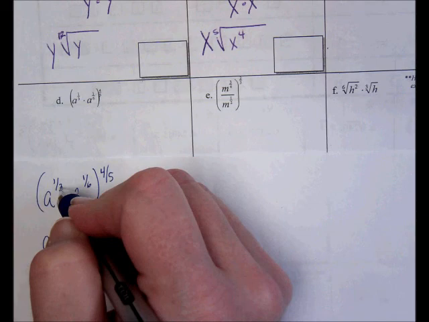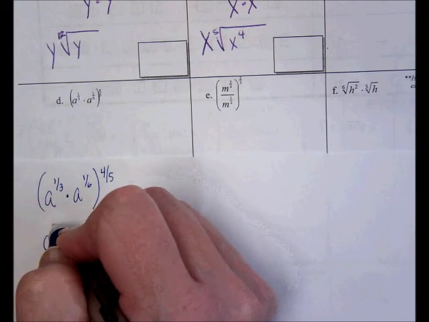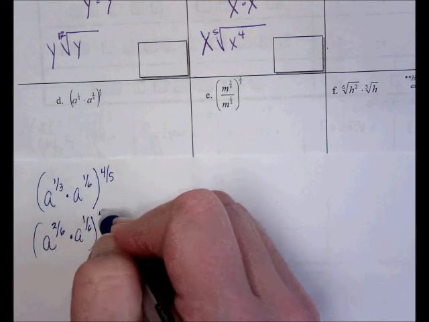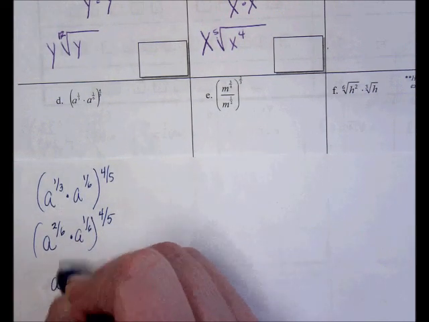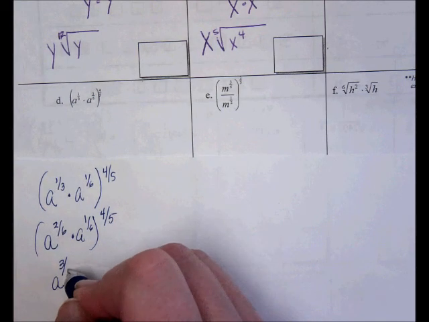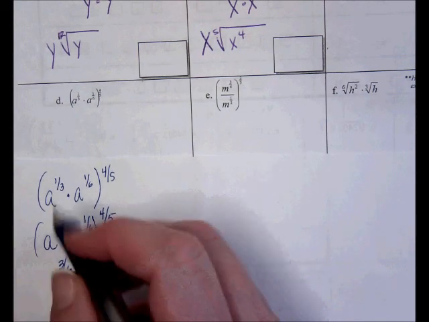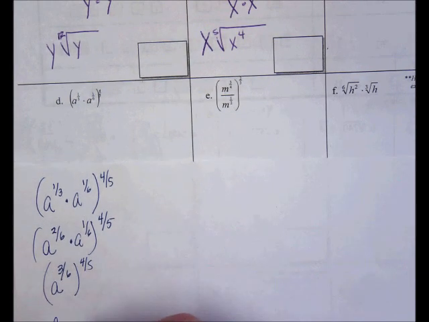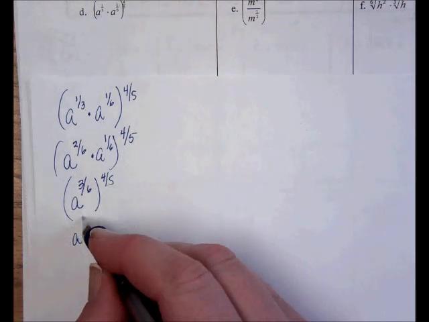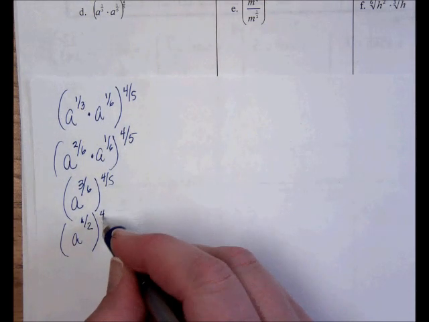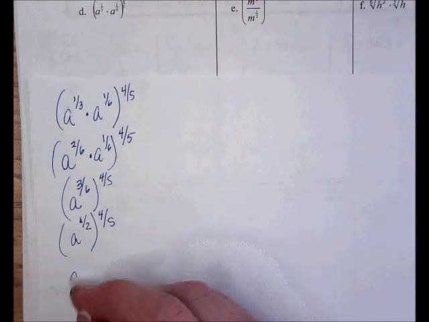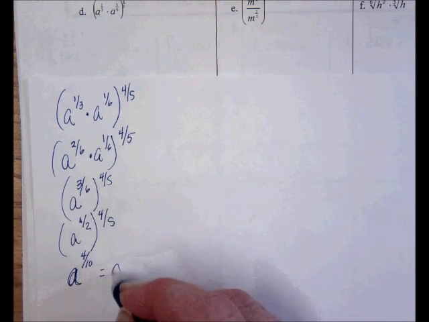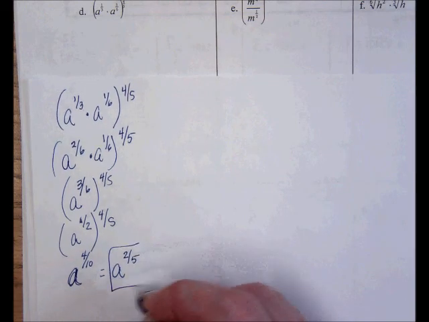So my common denominator here is going to be 6. So I have a to the 2/6 times a to the 1/6, to the 4/5. So I'm going to add my exponents, a to the 3/6, and then I am going to take that to the 4/5. And of course I can simplify a to the 3/6 to a to the 1/2, and I want to go ahead and do that to the 4/5, and then from there it is a to the 4/10, and to simplify there, a to the 2/5 is my final answer.